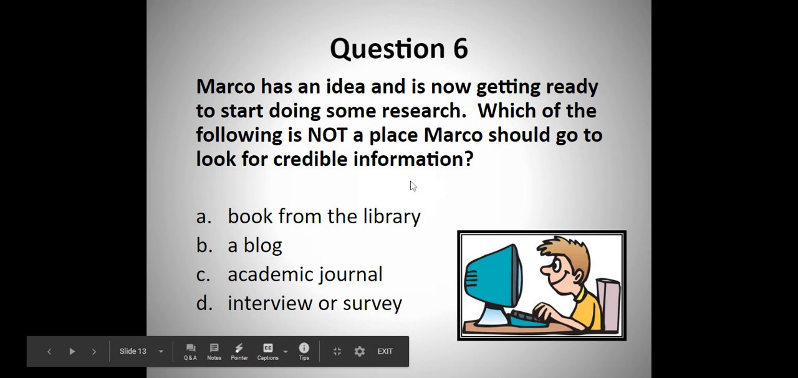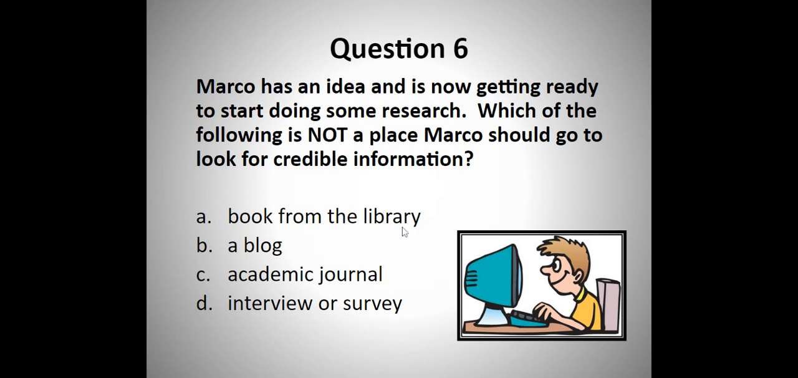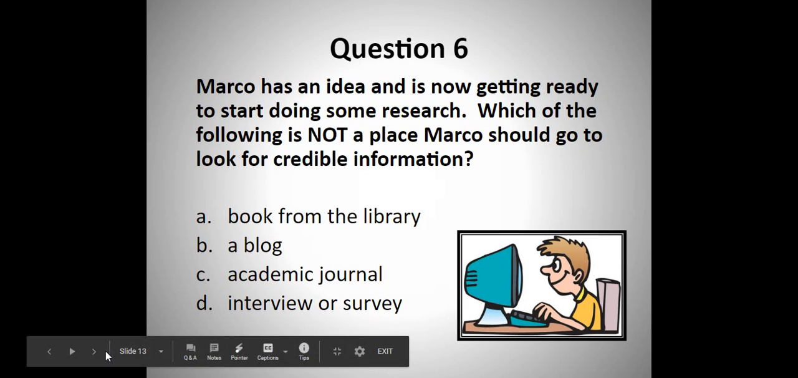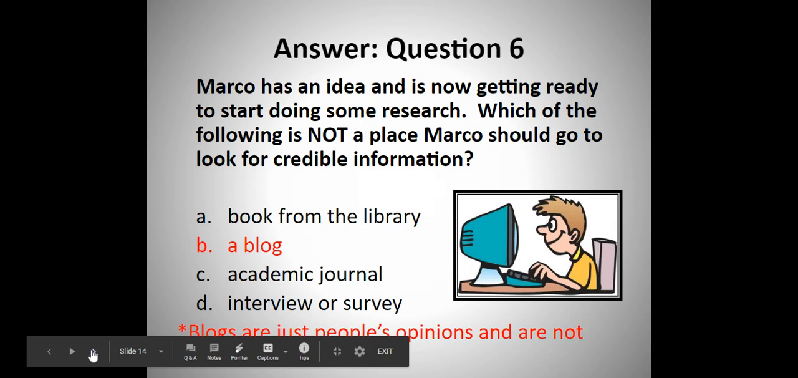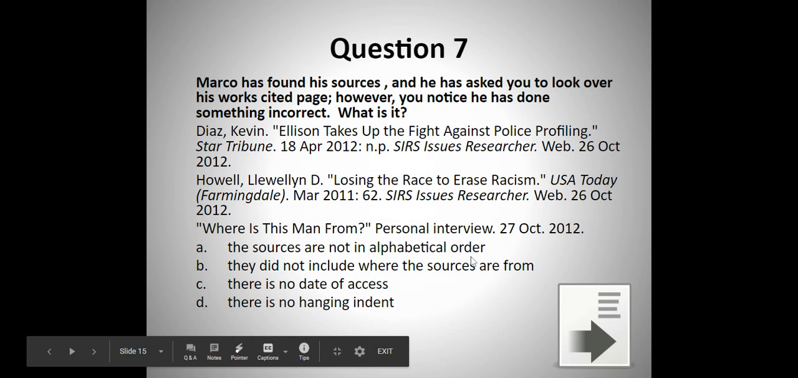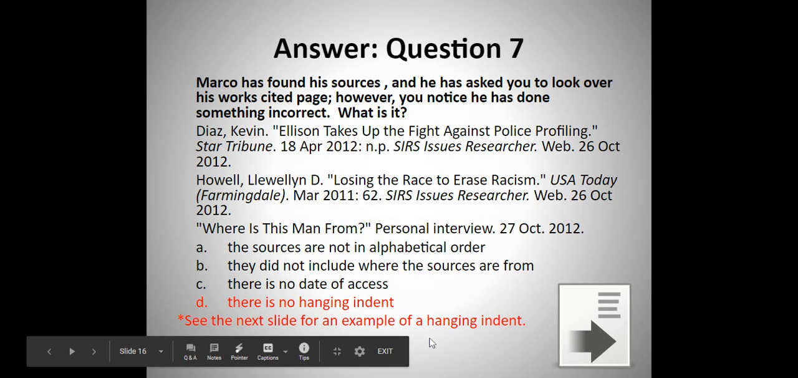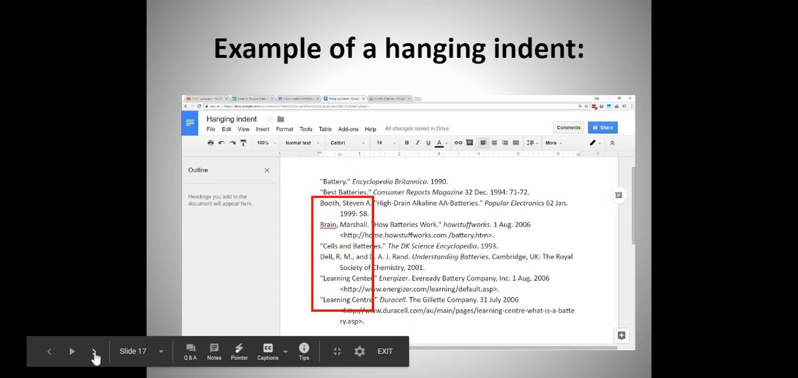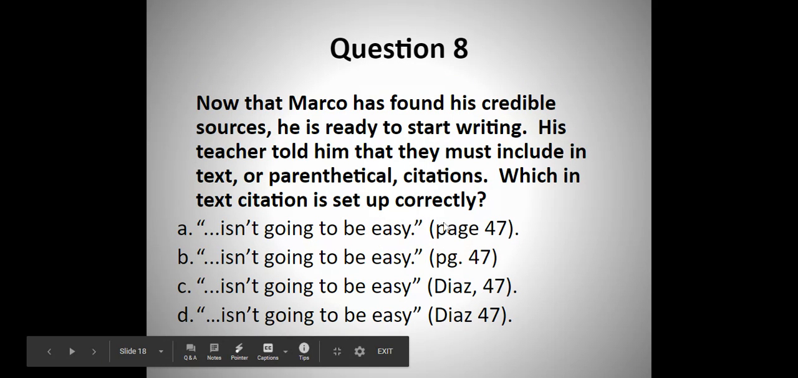This talks about finding credible sources of information. This one has to do with how you should set up your works cited page. You may remember what a hanging indent is. We practiced that when we did our name papers. And so there's an example here of what that looks like.